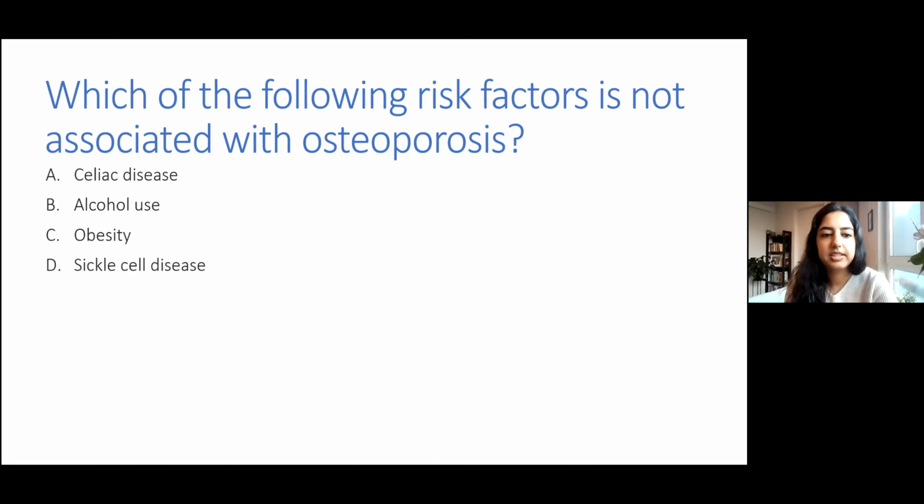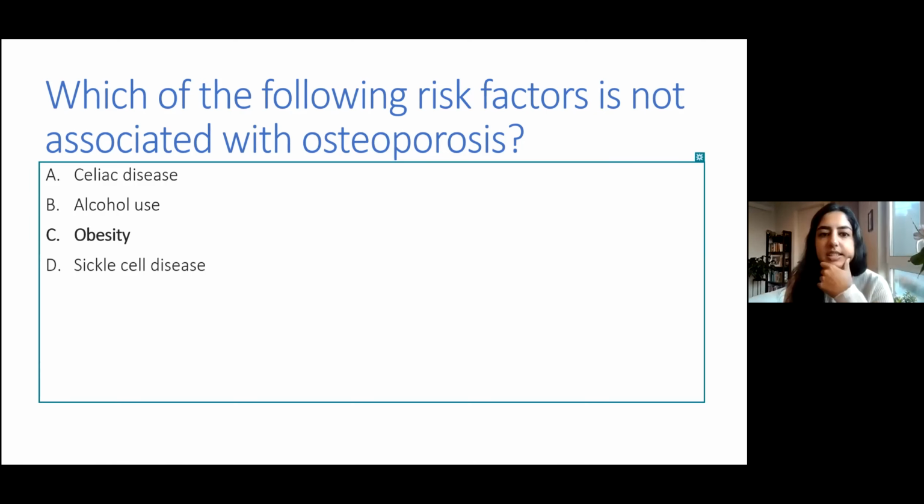Okay, so everyone's on the same page that obesity is the one thing that's not associated with osteoporosis, which means that celiac disease, alcohol use, sickle cell disease are all associated with osteoporosis. So interestingly, obesity, we know the exact opposite, like low BMI is associated with osteoporosis, but some features of metabolic syndrome are associated with osteoporosis. So let's go over that.